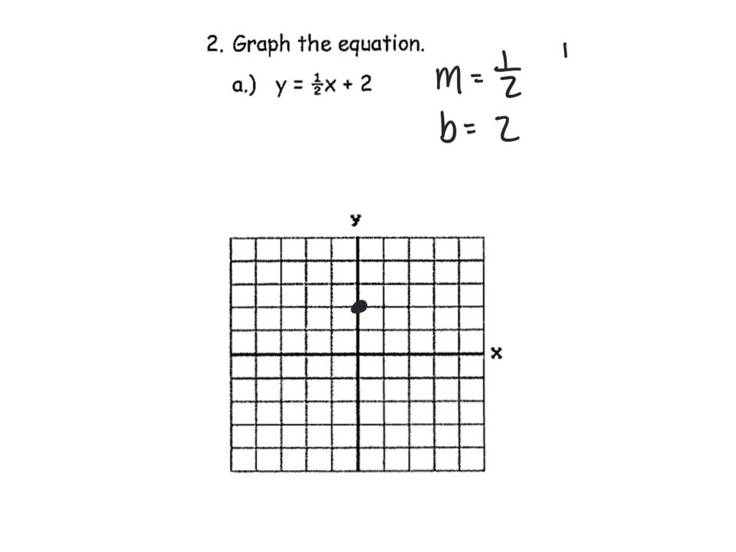Now slope, we're going to rise, and then we're going to run. So the top number is going to go either up or down, and the bottom one left or right. So where are we going to start counting? From our y-intercept, okay? Begin at B. So I'm going to go up one space and then 2 to the right. Up one space and 2 to the right. Okay? And then you just connect all those dots with a line.